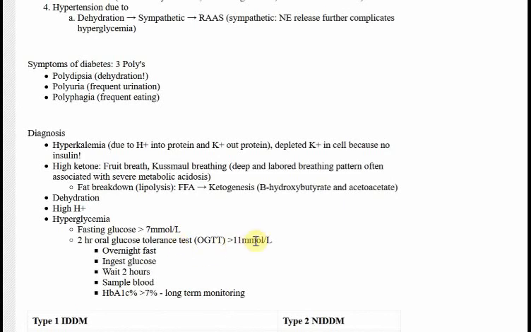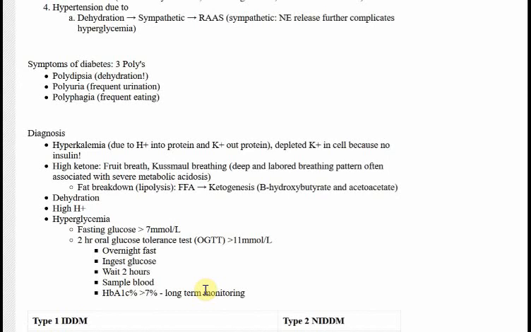So to perform an oral glucose tolerance test, you basically check an overnight fast, check the blood glucose first thing in the morning, give them 75 grams of glucose, wait 2 hours, and then check the glucose again. If it's more than 11 and they're symptomatic, then they have diabetes mellitus. You can also check their HbA1c, so it's above 6.5%, in other words, 6.5% is equivalent to 48, and that is diabetes mellitus.